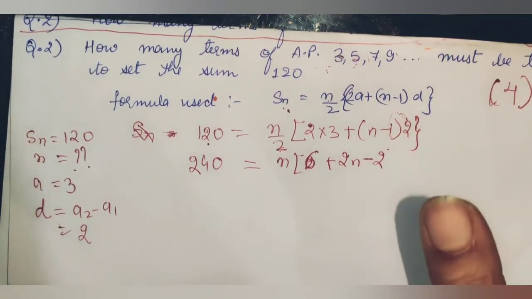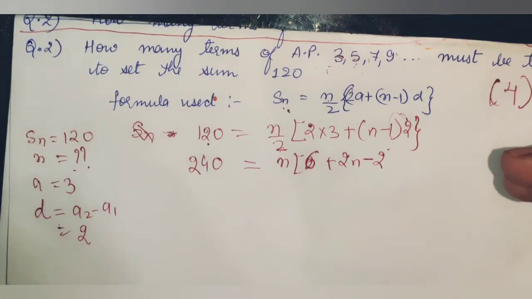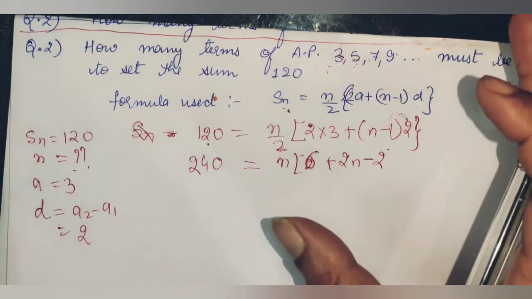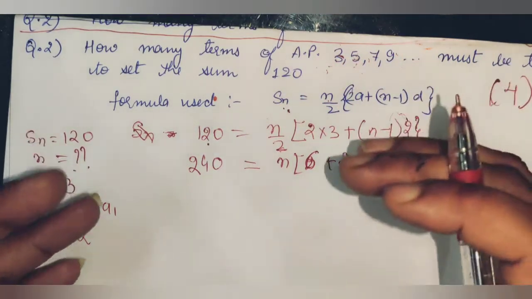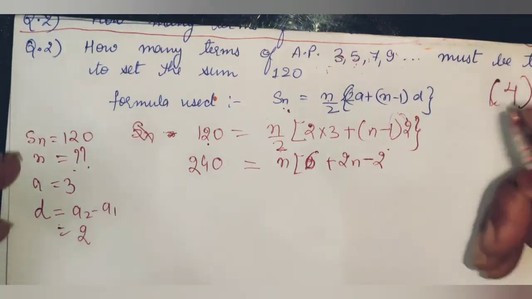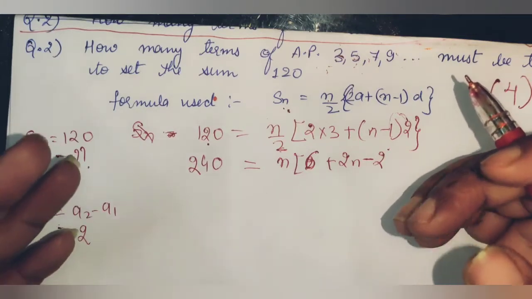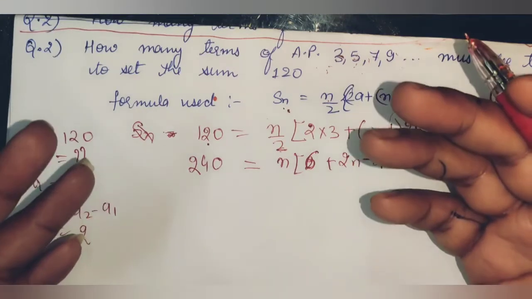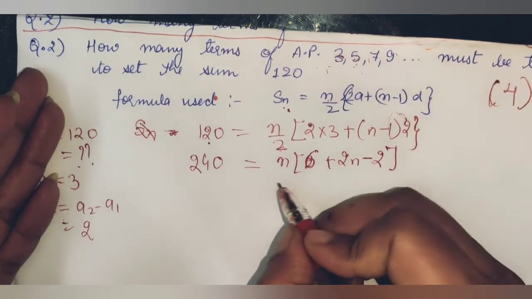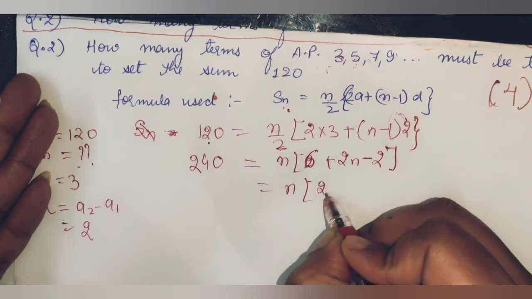You have to check the sign convention very precisely, because if you are very good at solving questions but you have put a wrong sign, the answer will be wrong and you will not get full marks in the examination. There is step marking, but if you get the correct answer, you will easily score more than 90 in mathematics. So 6 minus 2 will be 4, so 2n minus 4.